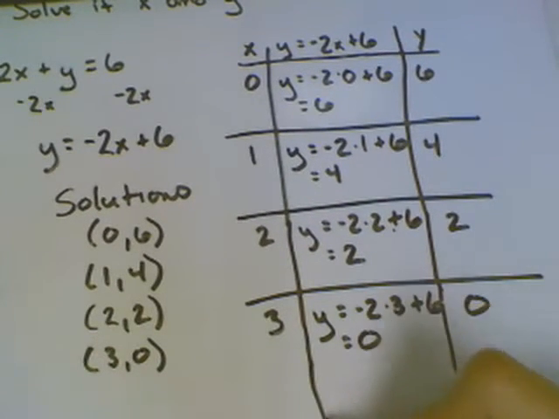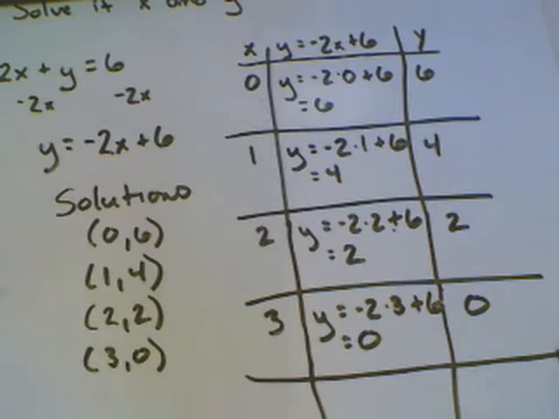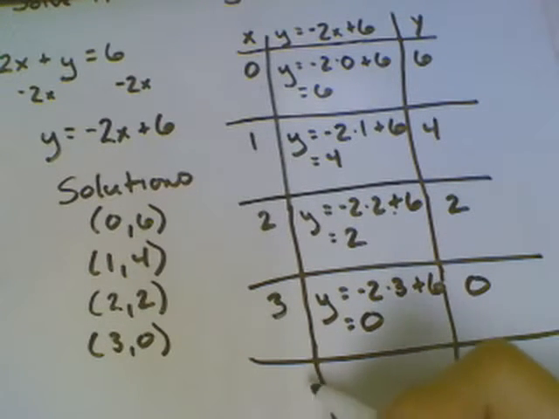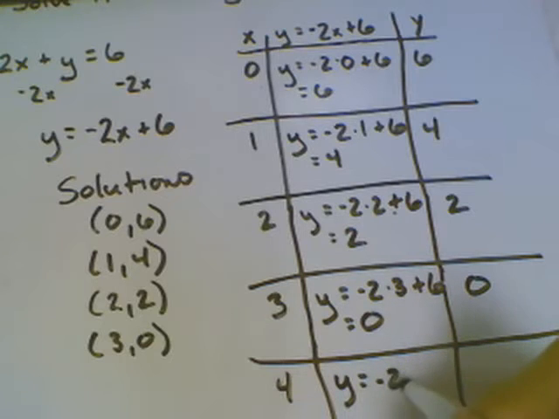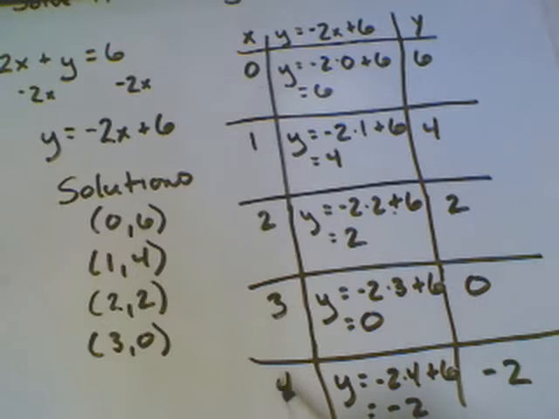Now, here's where it gets tricky. You say, well, I'm going to keep going and doing this forever and ever and ever. Not true. When I plug in 4, negative 2 times 4 is negative 8, plus 6, I get negative 2 as an answer.